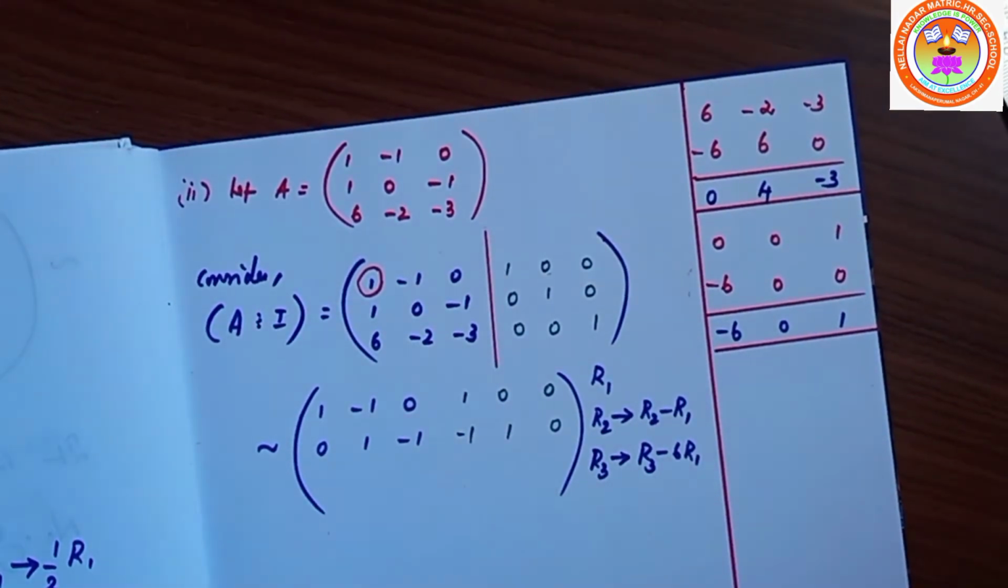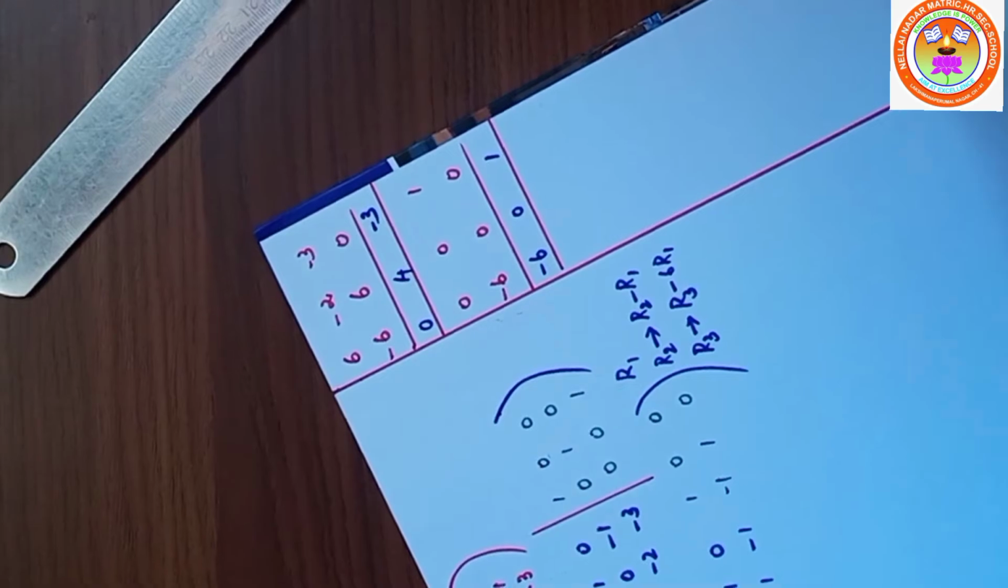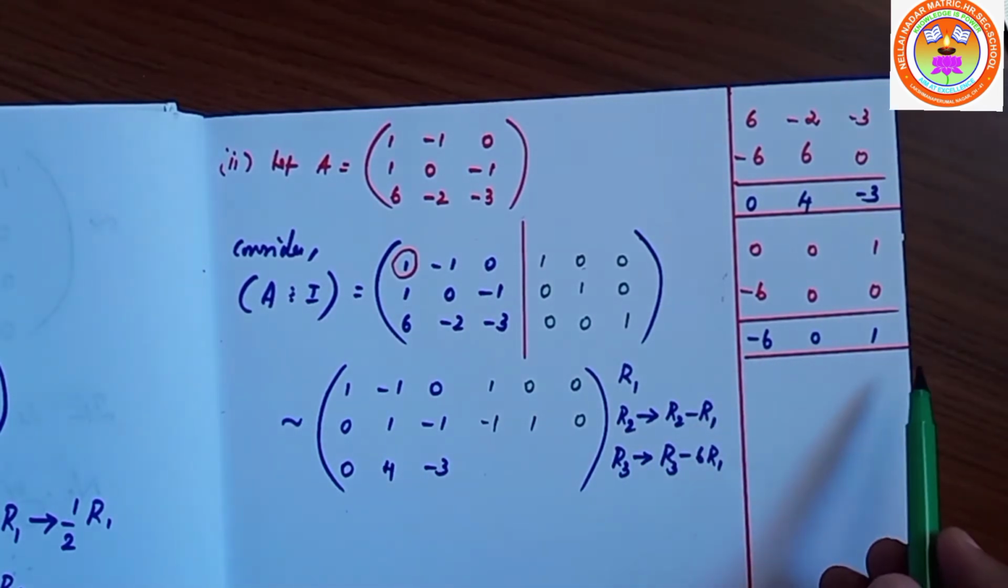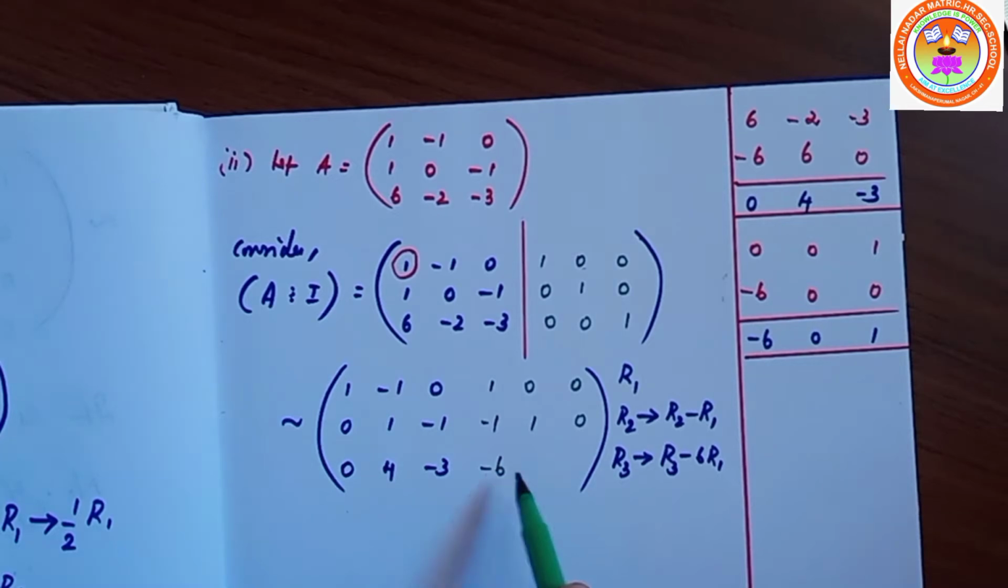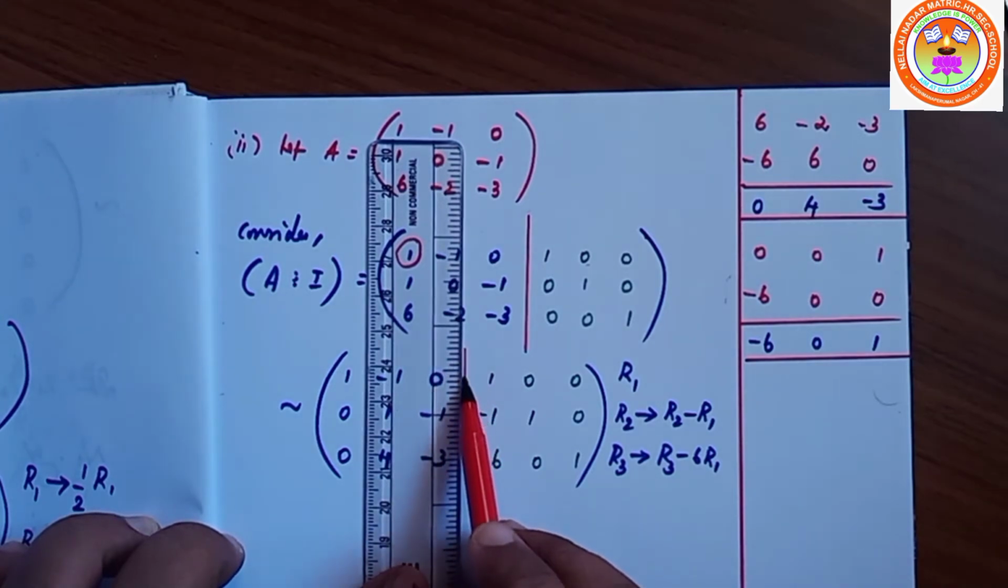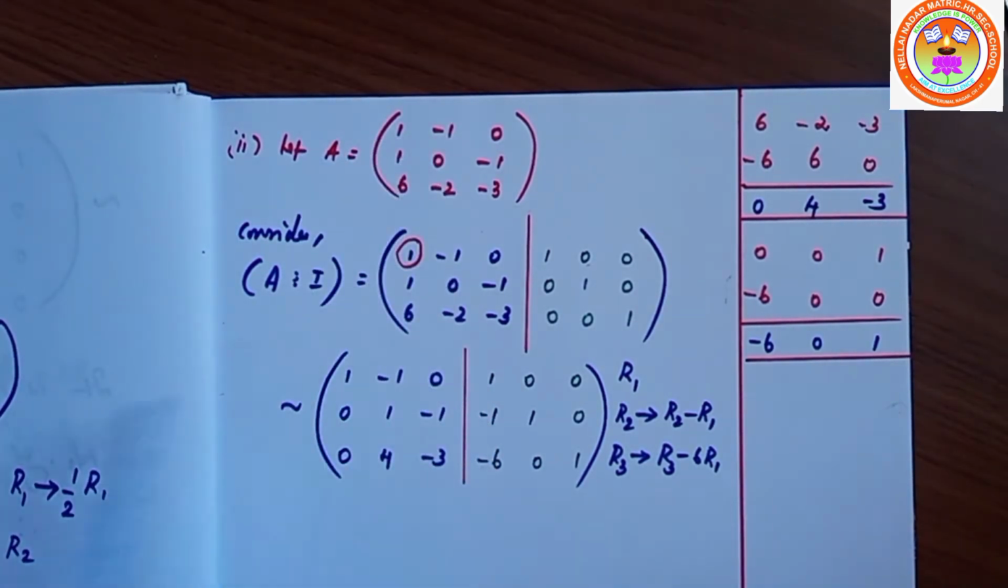Right over here, 0 4 minus 3, minus 6 0 1, and draw a line at the center.